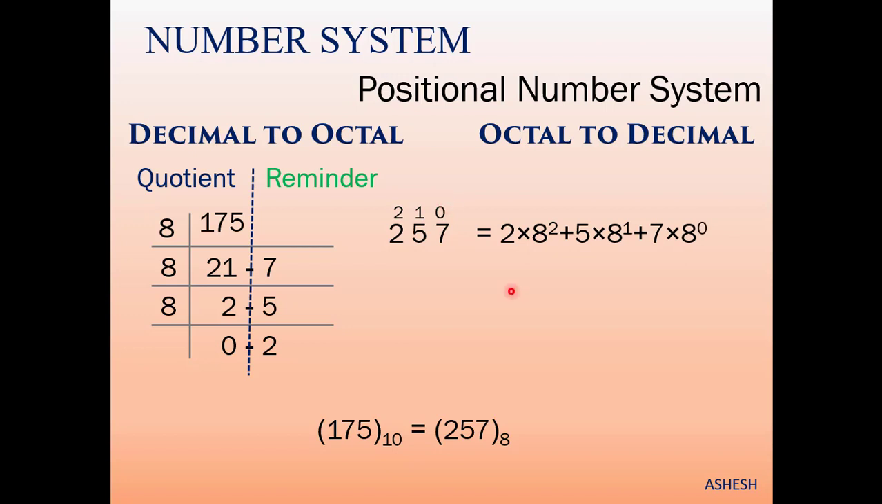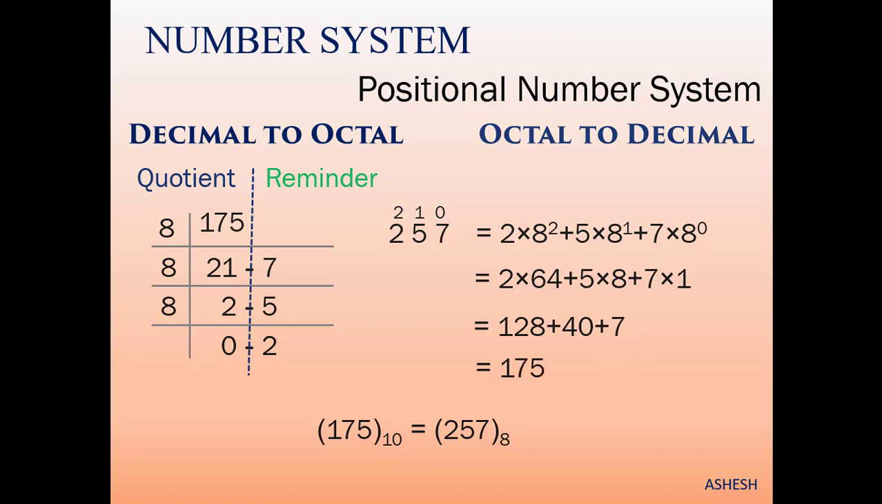Now 2 into 8 square equal to 128. 5 into 8 to the power 1 equal to 40, plus 7 into 8 to the power 0 equal to 7. Now 2 into 64 equal to 128. 5 into 8 equal to 40. 7 into 1 equal to 7. Now our answer is 175.